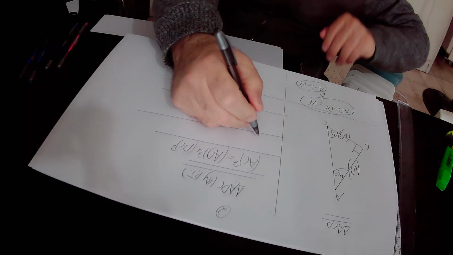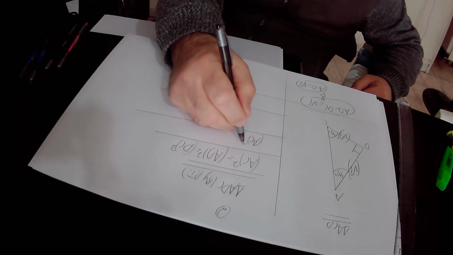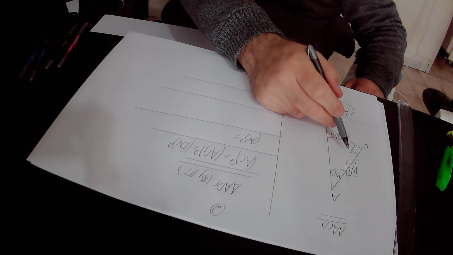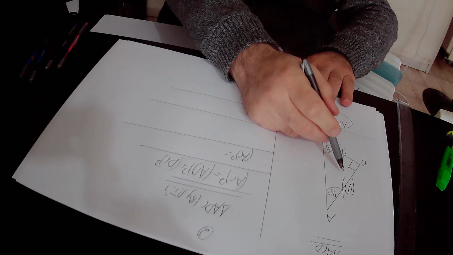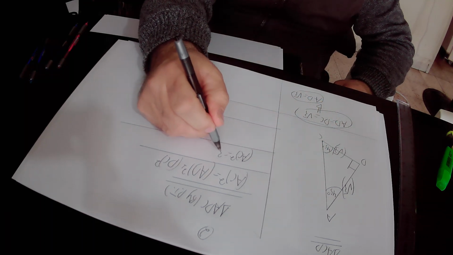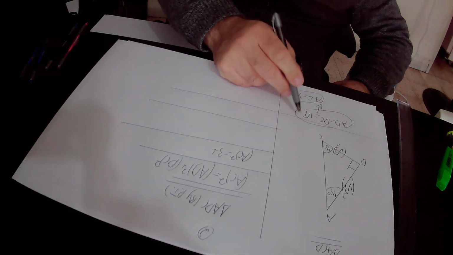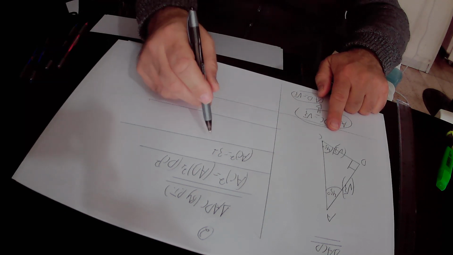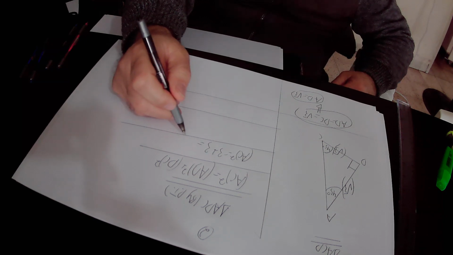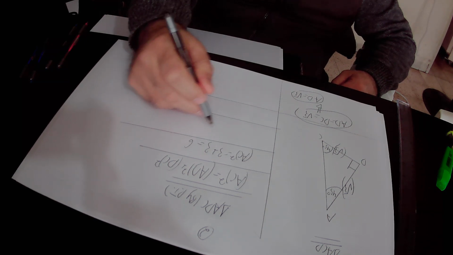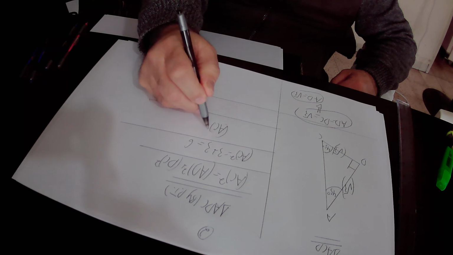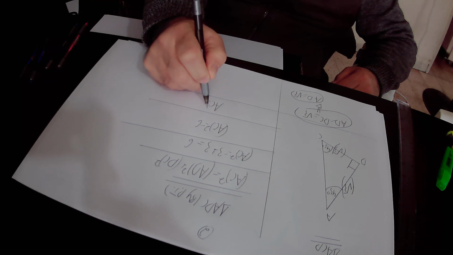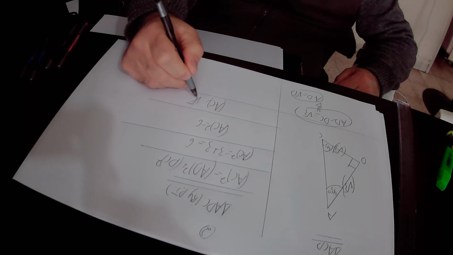So AC squared equals AD squared. AD is equal to square root of 3, therefore AD squared is equal to 3, plus DC squared. DC is equal to square root of 3, therefore DC squared is equal to 3. So in total, AC squared equals 3 plus 3, that is 6. AC squared equals 6. We take a root of this equation, and finally we get that AC equals the square root of 6 units in its length.